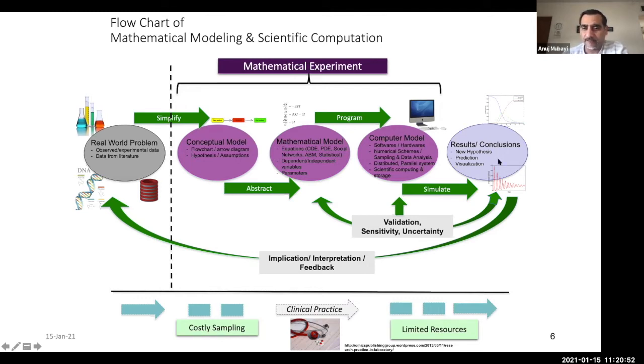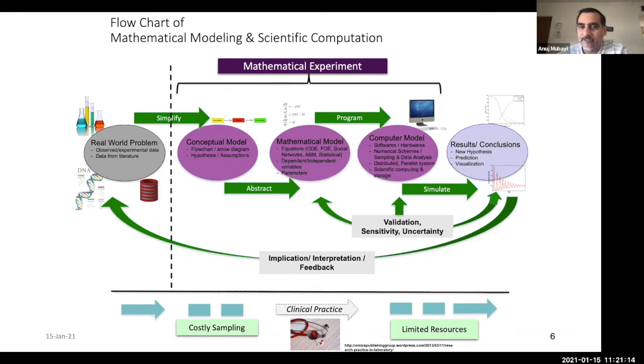Now, when you do this, it is not a process that ends. Sometimes when you get the results, you need to go back to the actual problem in hand, and you may have to alter the model and redo all these steps. So this cycle continues like that.